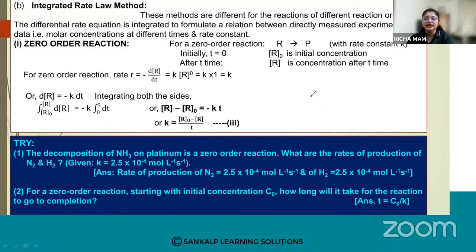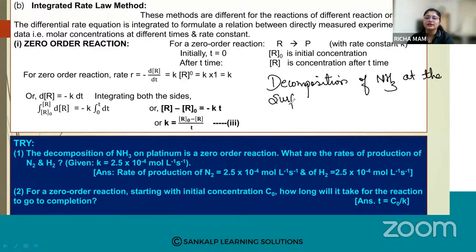Or it can also be said that the rate of reaction is independent of the concentration of the reactant. Such reactions are called zero order reactions. What can be an example? The example I can give you is the decomposition of ammonia at the surface of metals like platinum, gold. So this is an example of a zero order reaction.